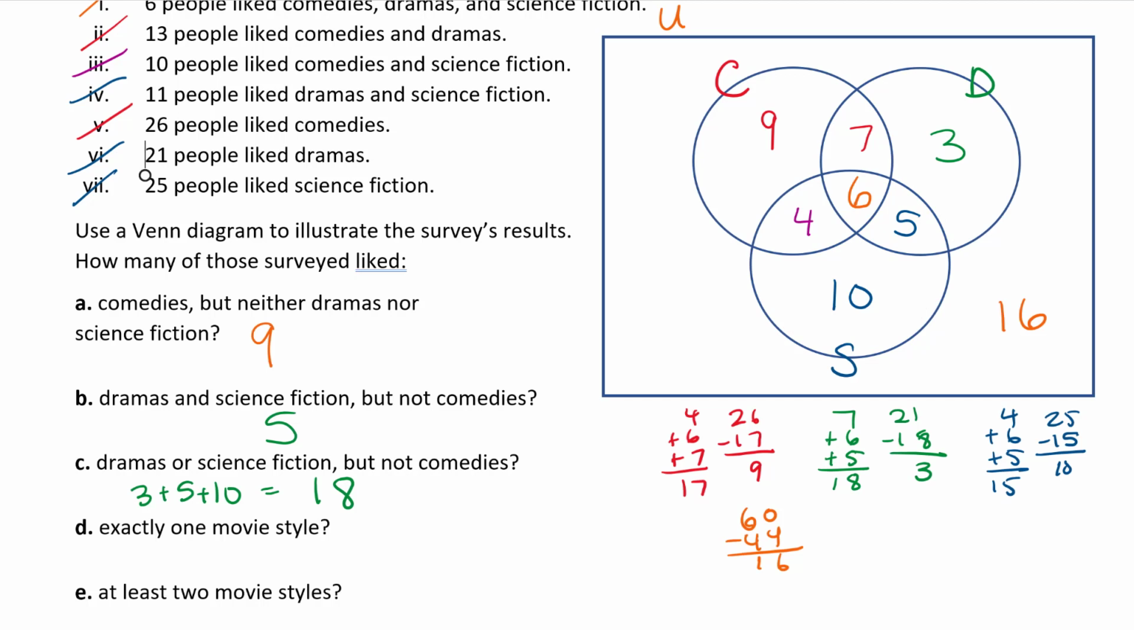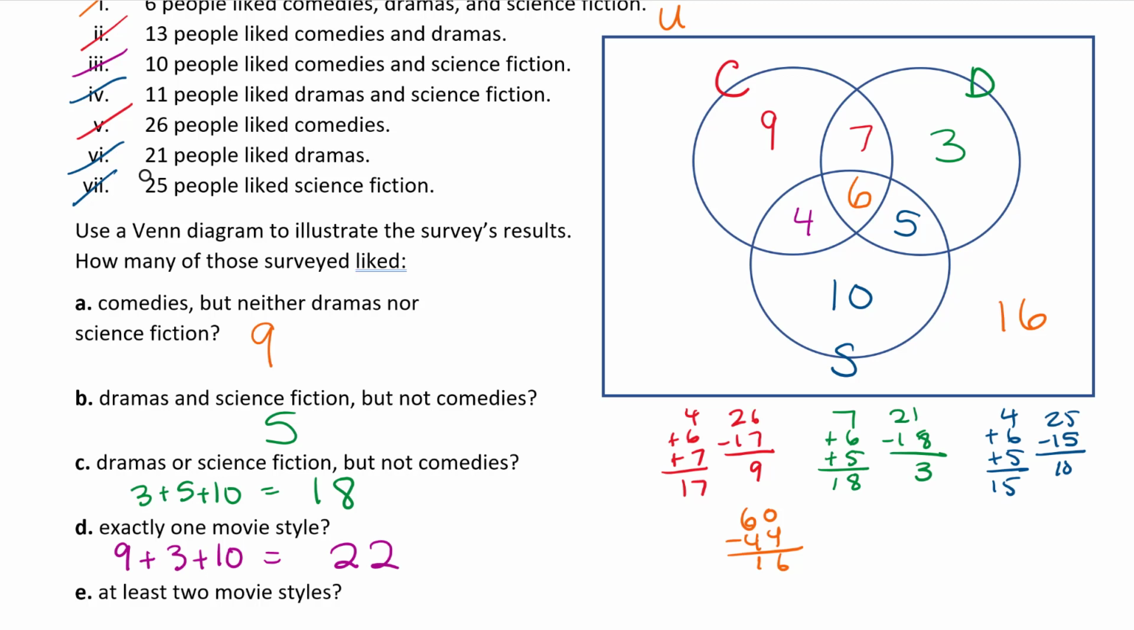Okay, how many people liked exactly one movie style? So we're talking about just the ones that are in C only, D only, or S only without any overlapping parts. So those not in overlapping parts would be 9, 3, and 10. So when I add that up, it gets 22.